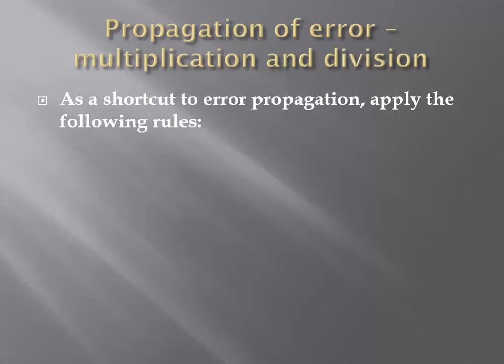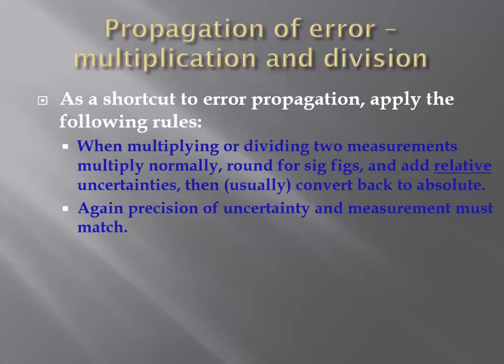There's a different technique you need to do when you do multiplying and dividing. So when multiplying and dividing, you add relative uncertainties. And then usually you want to convert those back to absolute, although you don't necessarily have to. And again, we're always going to match the digits past the decimal. And you'll see examples of where this comes up.